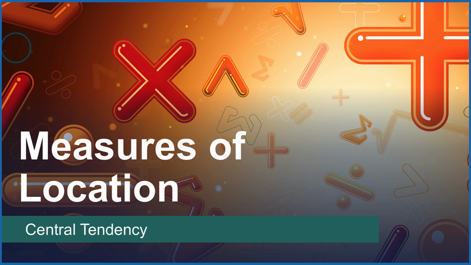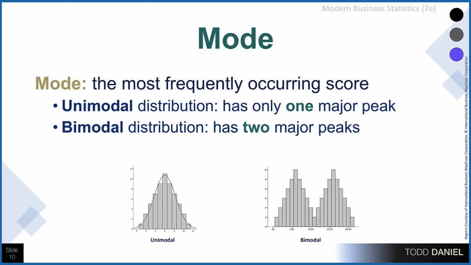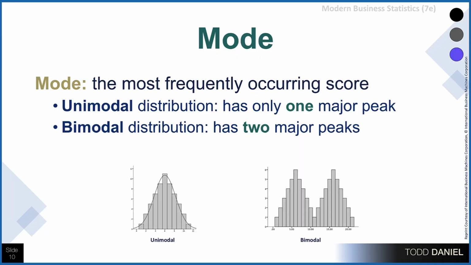We're now going to explore three measures of central tendency: the mean, the median, and the mode. We're going to begin with the mode, which is the most frequently occurring score in our distribution. When we have a normal distribution or just a typical distribution, the distribution has just one mode. We see that because there is one peak in the data. That is called a unimodal distribution. That is the expected distribution.